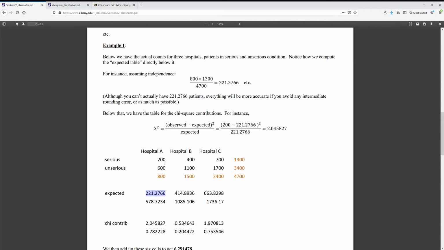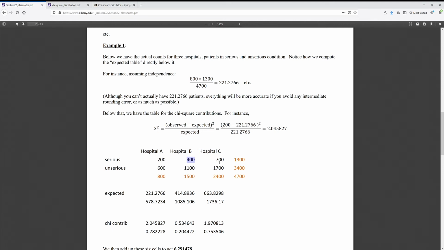So under ideal conditions, if which hospital you went to and whether you were in serious or unserious condition had nothing to do with one another, were independent, then we would expect, given these red totals, 221-ish patients at hospital A in serious condition, and so on and so on. The 400 is the actual serious B count. What would we expect? 1,500 times 1,300 divided by 4,700. And that's 414 and change.